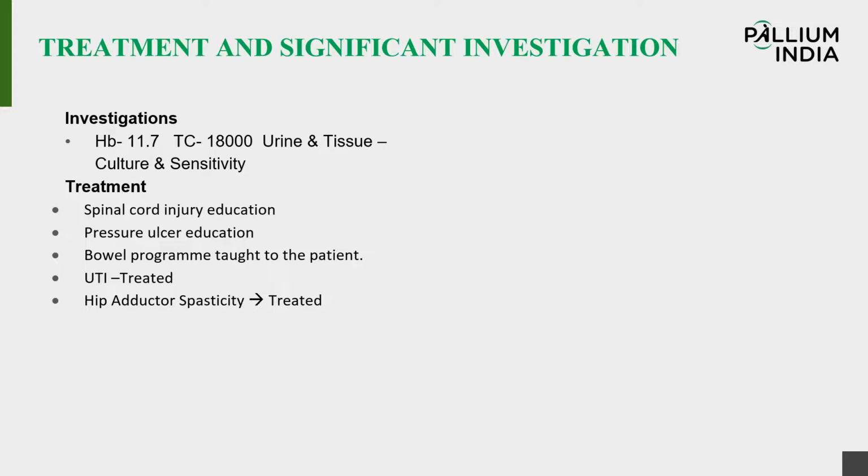And there was hip adductor spasticity, which was interfering with self-care activities, and we also found it difficult to position her. So we treated the hip adductor spasticity with antispastic medications and also with obturator nerve block. Initially bedside debridement was done. And the family members were taught how to do the dressing.